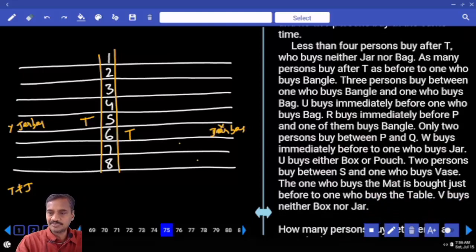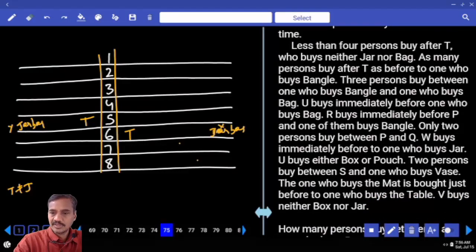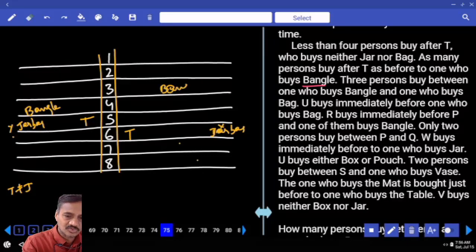And next one, as many persons buy after T and before the one who buys bangle. Now after T how many persons are there? 3. And before the one who buys bangle, there must be exactly 3 people. After T 2 and before the one who buys bangle, there must be exactly 2 people. Okay? And 2 people.